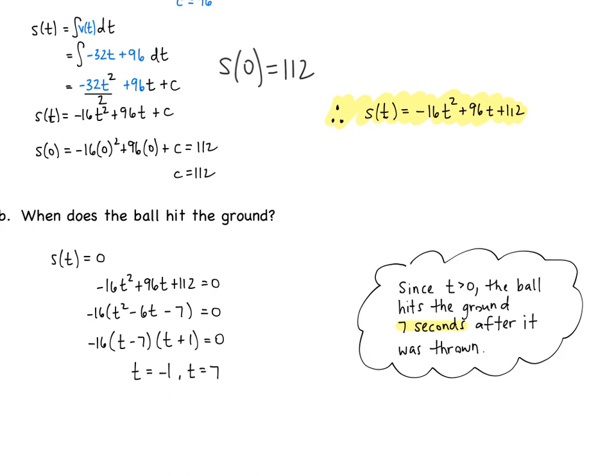Hopefully you got what I got. Setting it equal to 0, now all we have to do is factor out a negative 16, and then the rest factors nicely. So we get two answers, t equals negative 1 and t equals 7. Time isn't going to be negative, so I can throw that one out. Time has to be positive, so therefore the ball hits the ground 7 seconds after it was thrown.